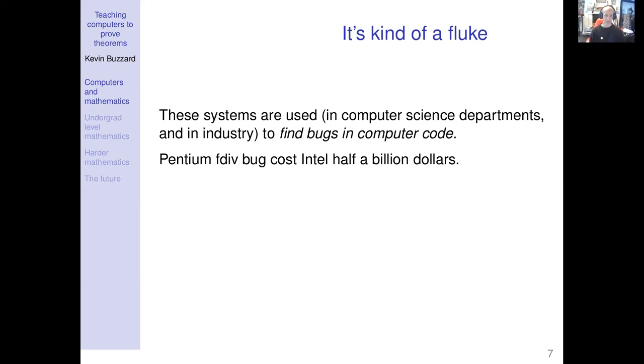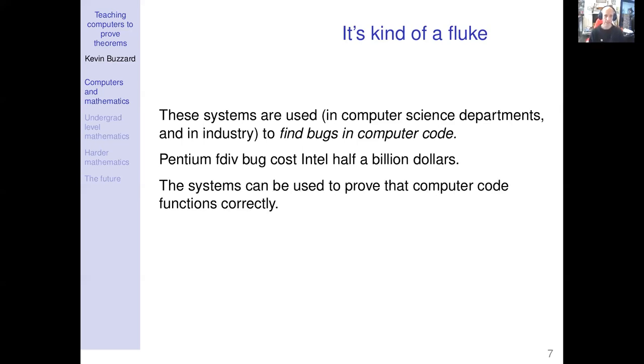and Pentium were forced, because of a public outcry, to basically replace every single one of these chips, and it cost them a huge amount of money. And this was 20 years ago, so nowadays buggy code can be even more costly. You know, buggy code can cost lives as well. I mean, this is a serious industry.